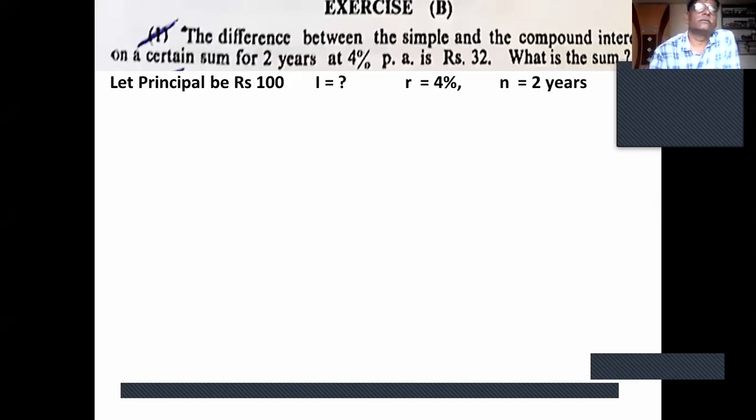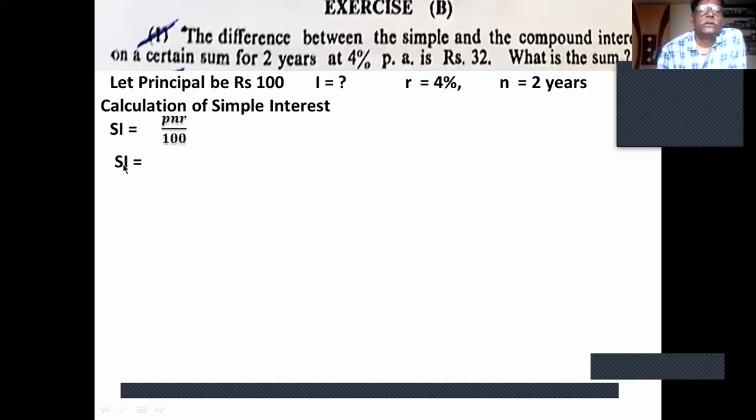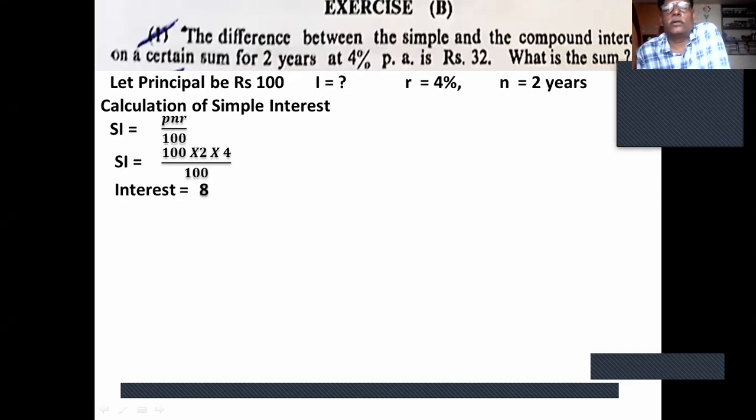First we calculate simple interest. The simple interest on rupees 100. Simple interest is equal to PNR divided by 100. So simple interest is equal to 100 into 2 into 4 divided by 100. Okay, this is the equation. Then 100 gets cancelled. 2 into 4 is 8. So interest is equal to 8 rupees. So simple interest is 8 rupees if you consider principal as 100. This is the first step.